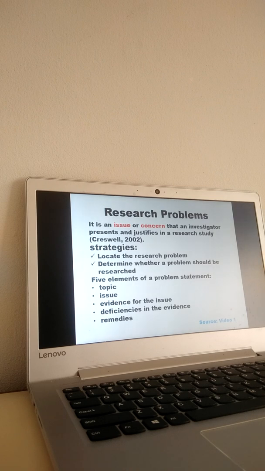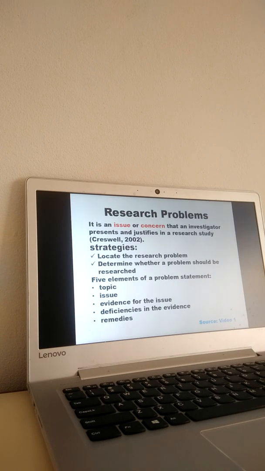The strategies and criteria of the quantitative research process: research purpose, research questions, and hypotheses. First, let's see the research problems. A research problem is an issue or concern that an investigator presents and justifies in a research study. And there are some strategies for identifying research problems.